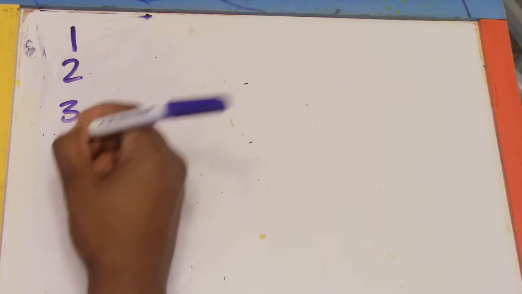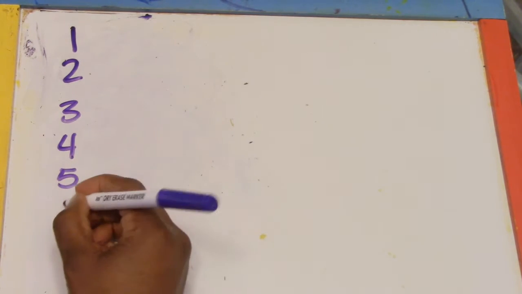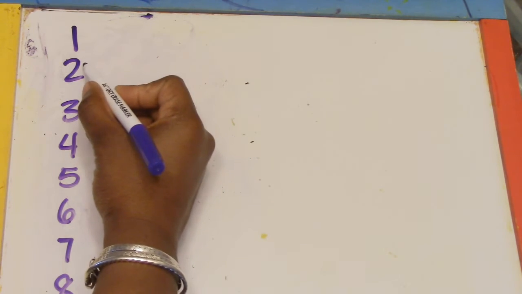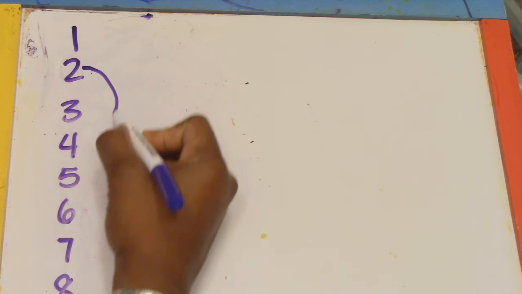You are literally skip counting. Start at the number 2 and skip and skip and skip. There you have it, your 2 times tables.